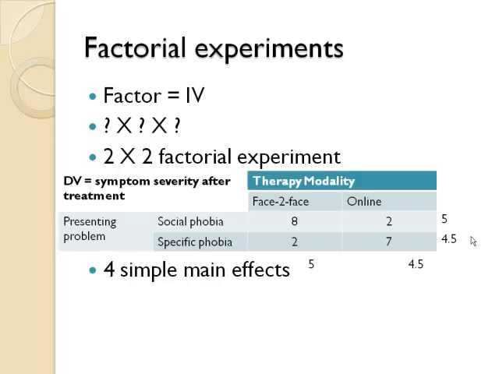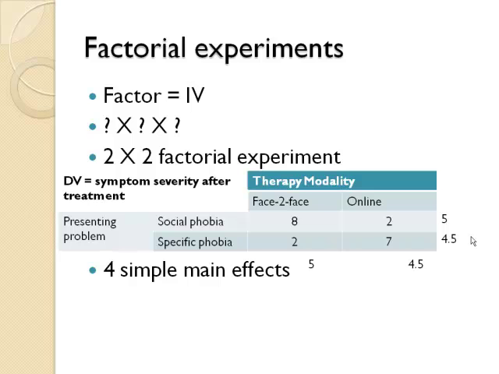What was that like at one level of the other independent variable? So face-to-face versus online for social phobia. 8 compared to 2. Right? So 8 minus 2 is 6. So there's a difference there. And that probably is a statistically significant difference, right? So looks like there's a simple main effect there. So for people with social phobia, face-to-face was not as effective as online therapy, right? So there's one main effect. Look directly below that, we got specific phobia, 2 versus 7, a difference of 5. So for specific phobia, looks like face-to-face was better than online. Right? So there's 2 main effects.